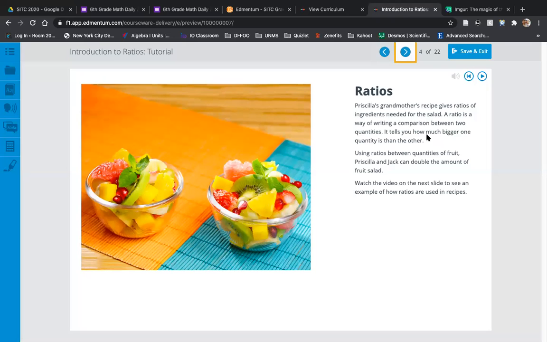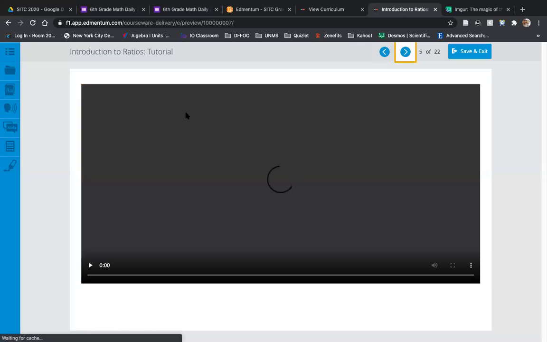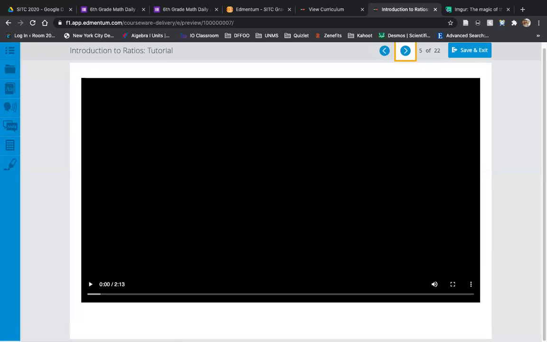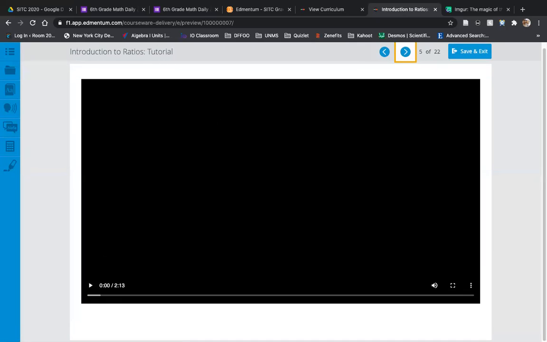We're measuring different things. It says using ratios between quantities of fruit, Priscilla and Jack can double the amount of fruit salad. Watch the video on the next slide to see an example of how ratios are used in the recipes. All right, so I'm gonna play this video. It's pretty short. Just let me know if you're having trouble hearing it.